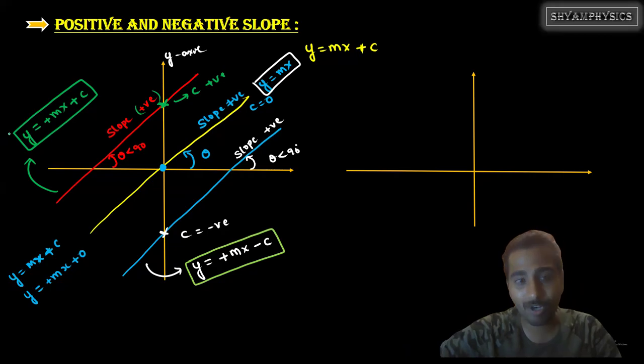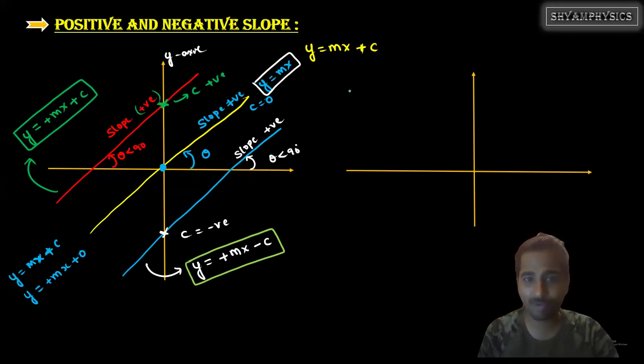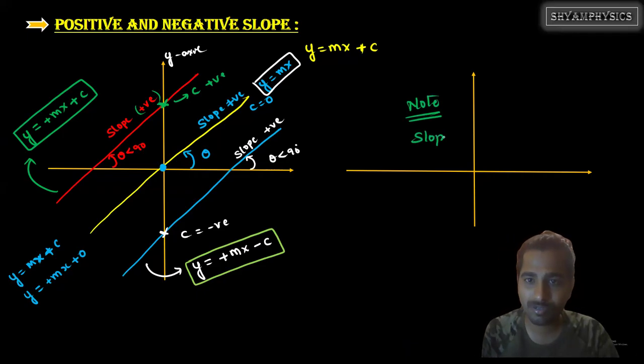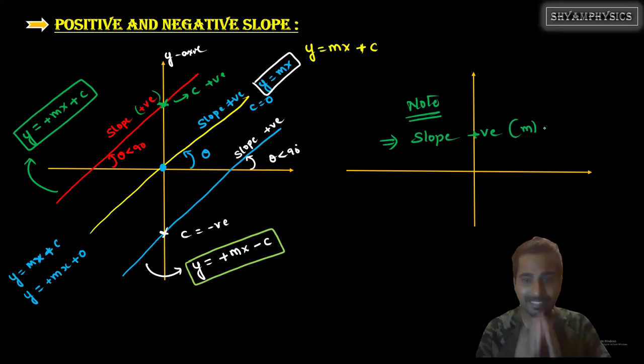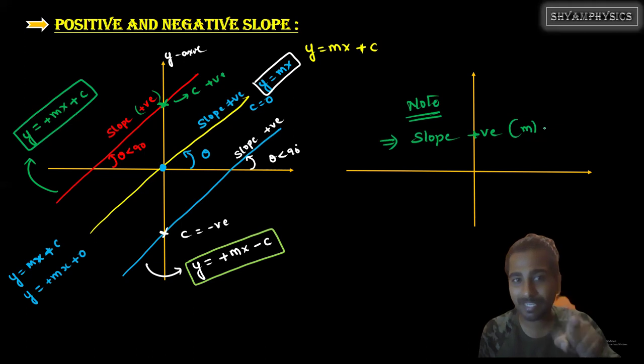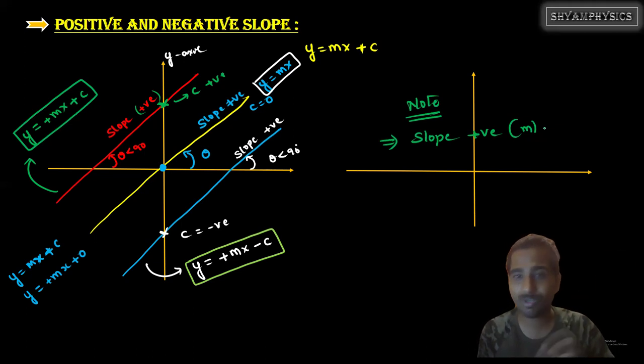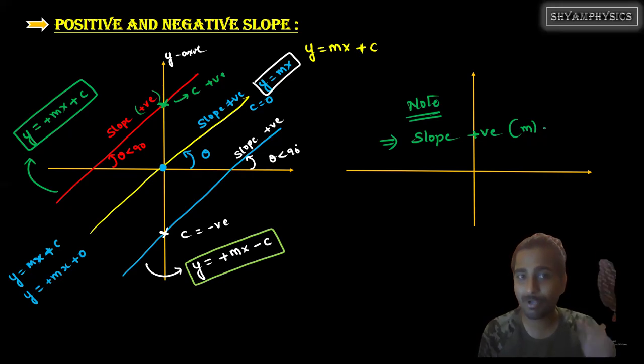Clear? In this case, what we discussed is a very important point. In all these cases, slope is positive. Slope is nothing but m, that is tan theta, and it is positive in all these cases. But the intercept in the middle case is 0, in the red color it is positive, and in the blue color it is negative. Clear? Y intercept being negative here means it is cutting the negative y-axis.